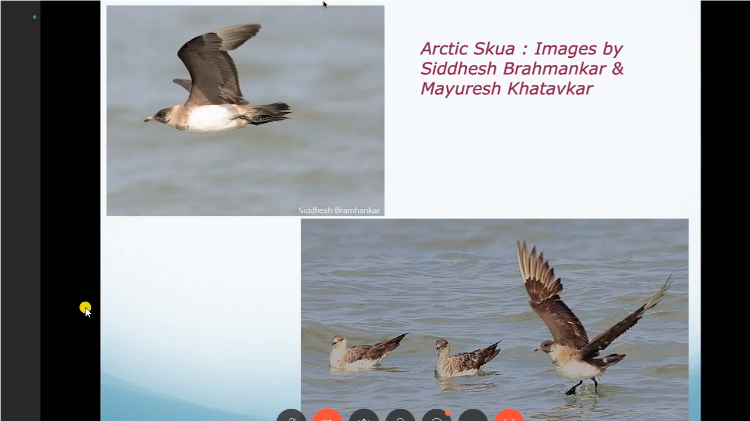Same thing happens with these skuas. That is one of the reasons it is so difficult to identify these birds in the field. Even with photographs, it becomes very difficult. So it's very challenging.